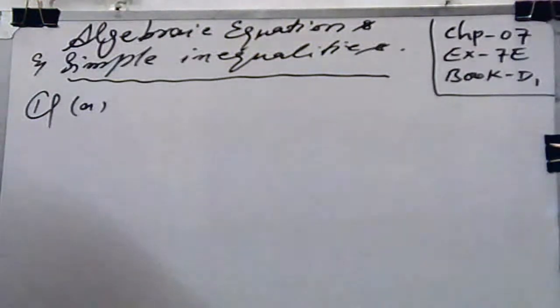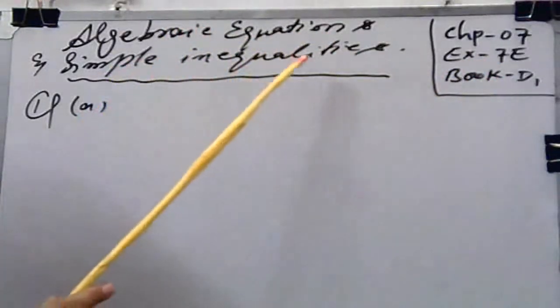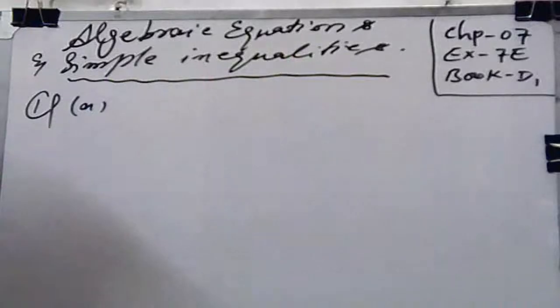Today we will discuss chapter number 7, exercise 7E, book D1, algebraic equations and simple inequalities. Question number 1. Read the statement. Using the letter suggested, construct a simple formula in each case.